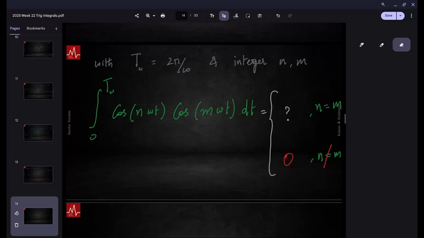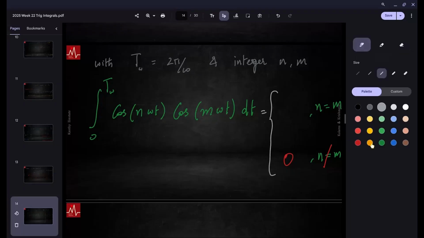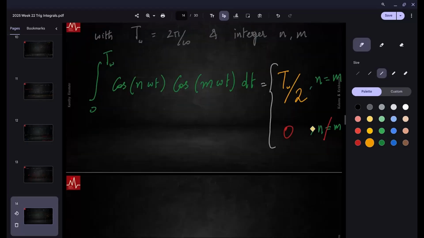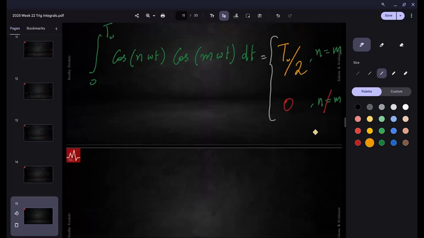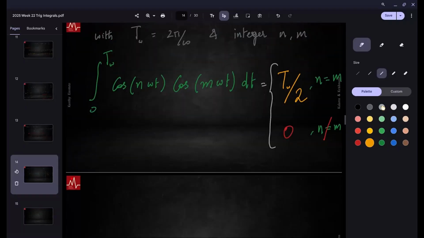n not equal to m, it's a 0. And when n equals m, from a recall perspective, this is going to be fairly simple: T by 2, half the time period. That's it. Let me show you the derivation. So at this stage, let me write down the derivation.